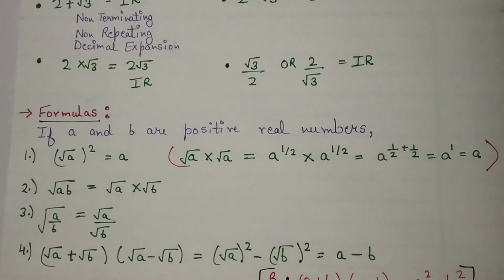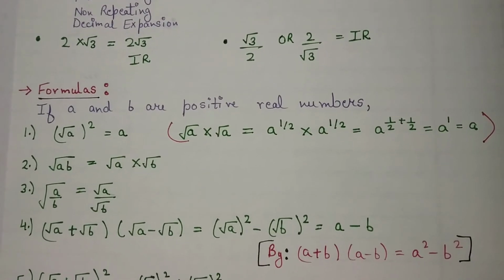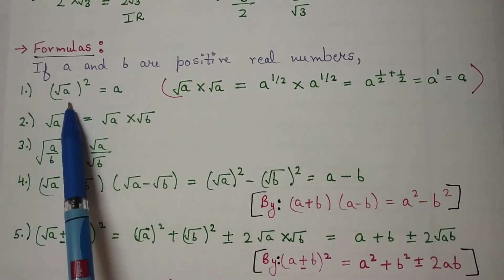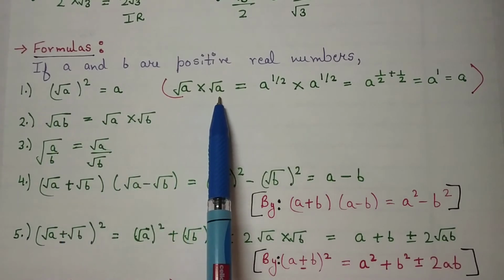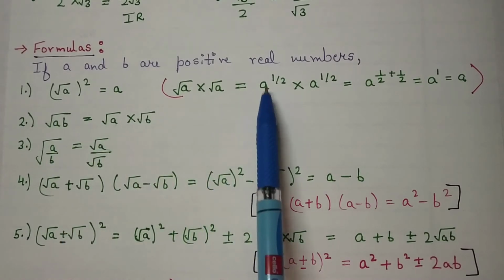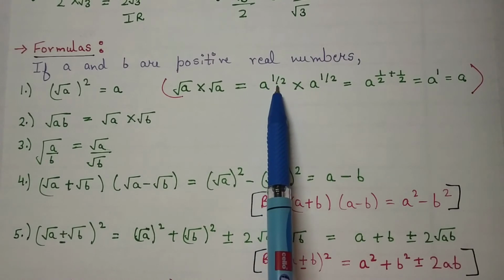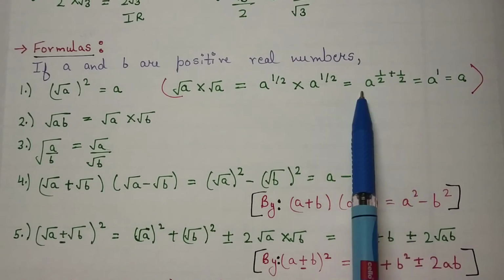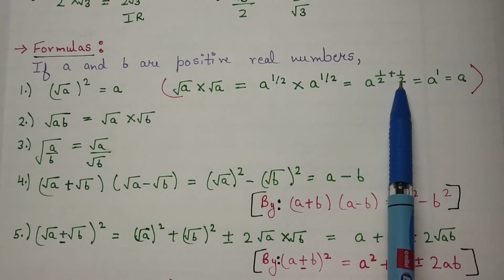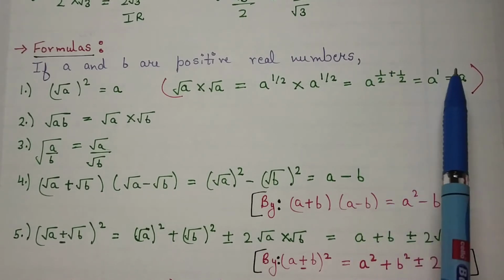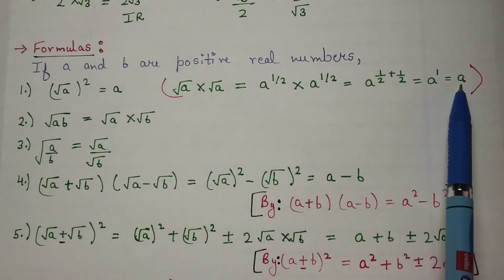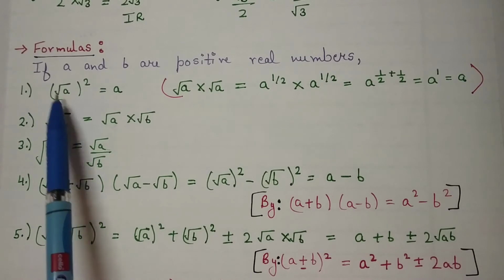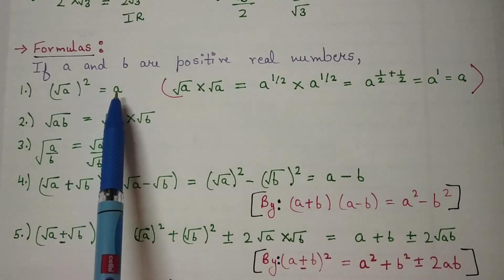Now some formulas that will be used in this exercise you need to learn. First, if I multiply root a into root a, I can write it as a to the power 1 by 2 multiplied by a to the power 1 by 2, and adding the powers, 1 by 2 plus 1 by 2 is equal to a to the power 1, which can be written as a. So this is the formula that root a square is equal to a.